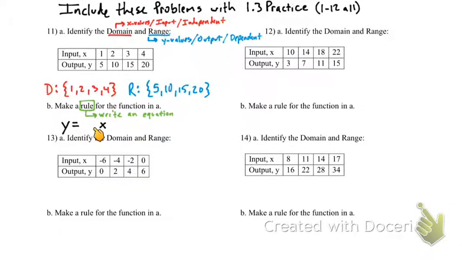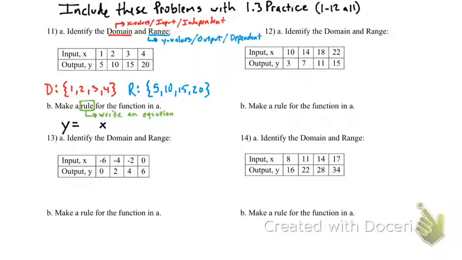So to sum it up, when I write a rule or write an equation, my dependent variable goes first, then the equal sign, and then my independent variable goes after. Okay? So my output variable, equal sign, input variable. Again, these variables could change, but for now we're using X and Y because that's what it says in our table. All right? So now this is the rule.